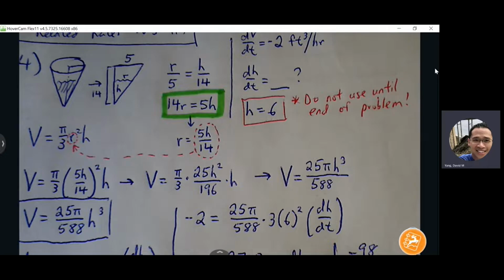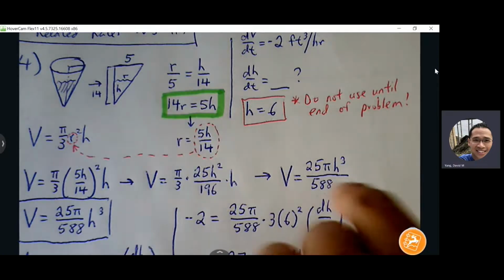Now we can jump directly to an equation that relates dr dt and dh dt. We have dh dt already. We insert that in, we can find dr dt. So that's a nice quick way to jump between the two rates.